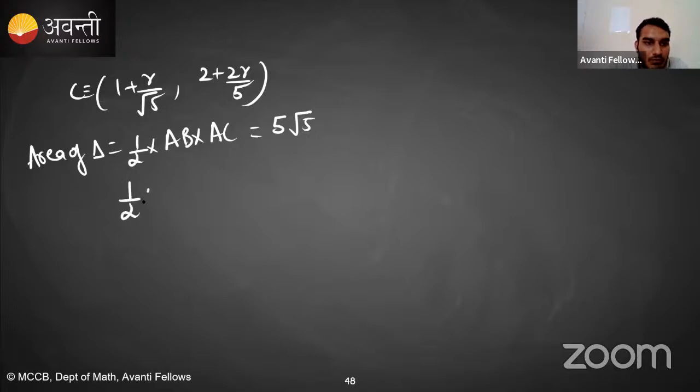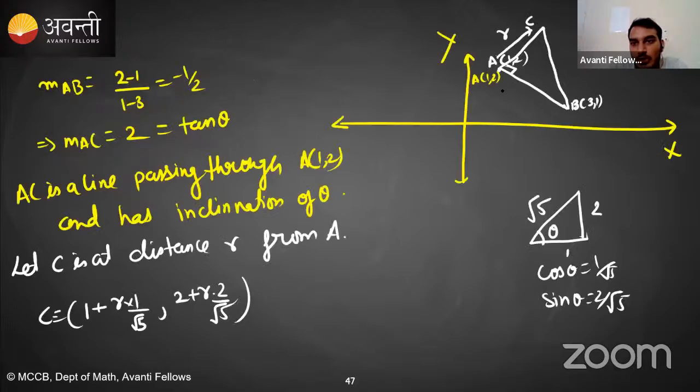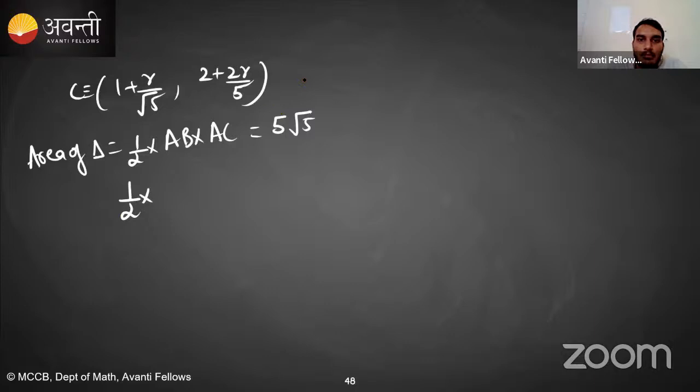So 1 by 2 into AB, the distance between these 2 points. Let me write AB here once. AB is under root of (2 minus 1) whole square, which is 1, plus (3 minus 1) whole square, which is 4. So AB is root 5. Point A is (1, 2), point B is (3, 1).